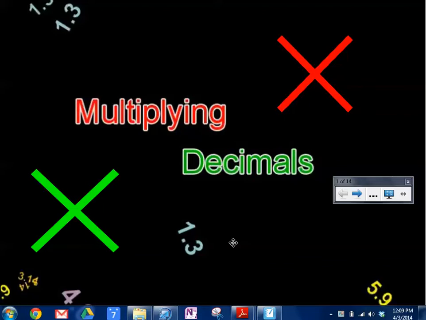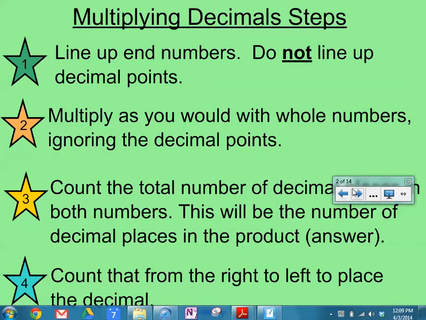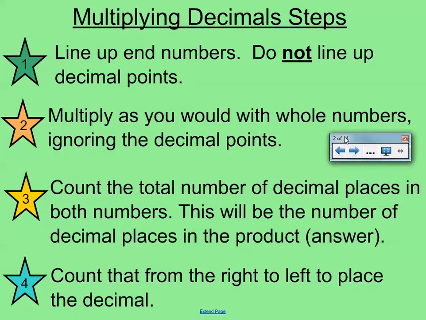It's going to be very different from adding and subtracting in a couple of main ways, so really pay attention to that. So what we have for our steps, step 1. Line up end numbers. So unlike yesterday, we're going to line up the end numbers. It says we do not line up the decimal points. So that's our second one to write on there. So you should have filled out those 2 words. So again, line up the end numbers, do not line up decimal points.